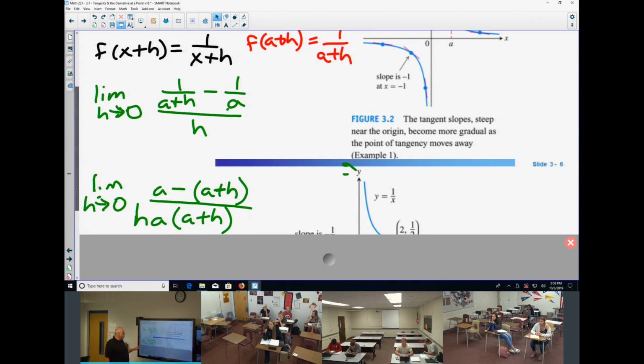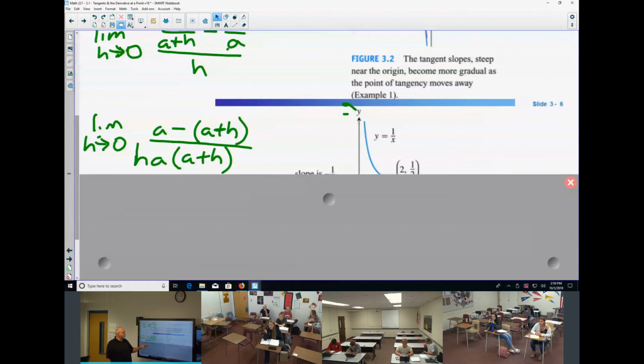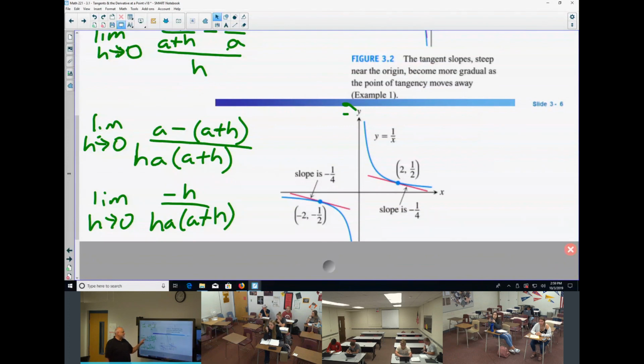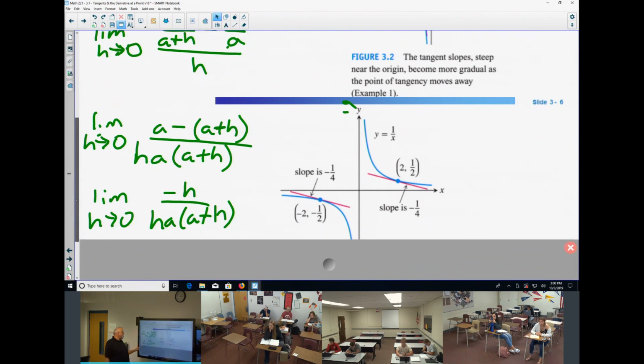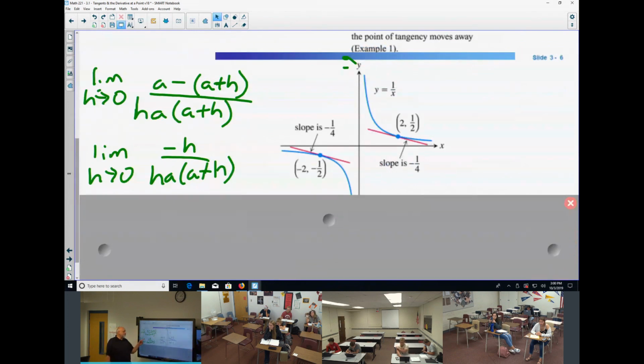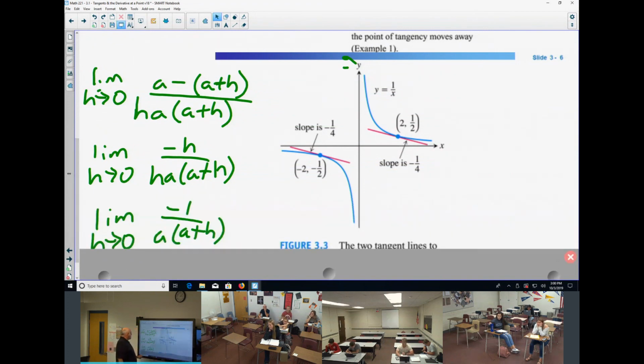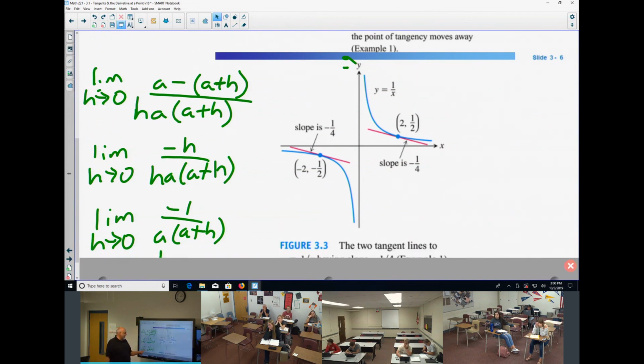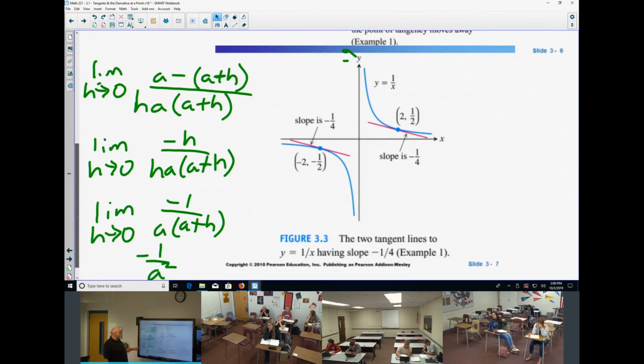Now, when we do that and distribute the negative, the a's cancel. And then the h's cancel, because now h is by itself, it's a factor. Up to this point, if you tried plugging in 0 for h and calculating the limit directly, you couldn't do it because you get 0 over 0. But once you can factor out the h, now you can plug in 0 for h. And so then what you get is negative 1 over a squared.